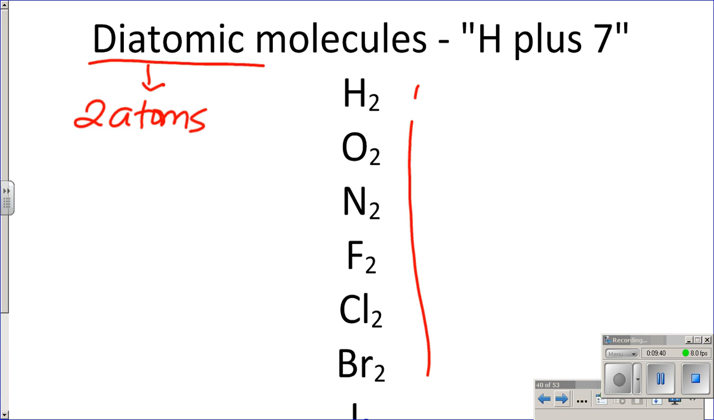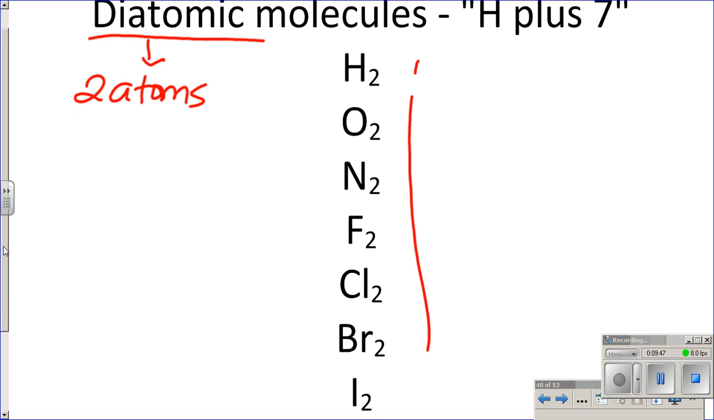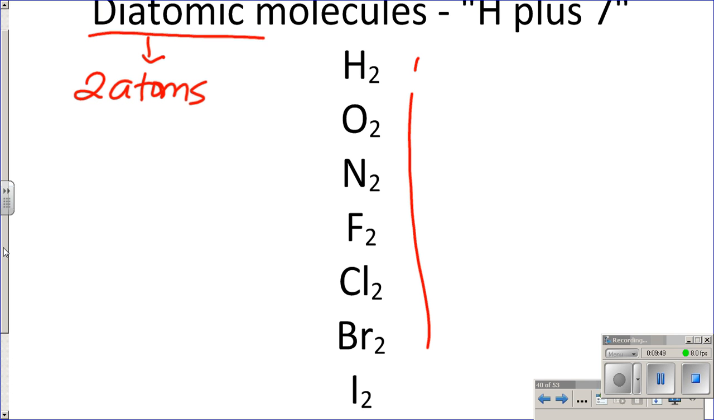And these are always 2 of the same atoms. So I've got 2 H's, 2 O's, 2 N's, 2 F's, 2 Cl's, 2 Br's, and 2 I's. And I'll scroll down again in just a second. And so there's an easy way to remember the 7 diatomic molecules.